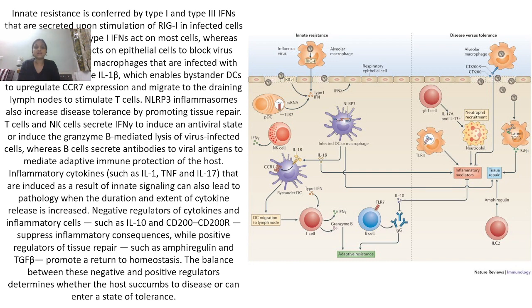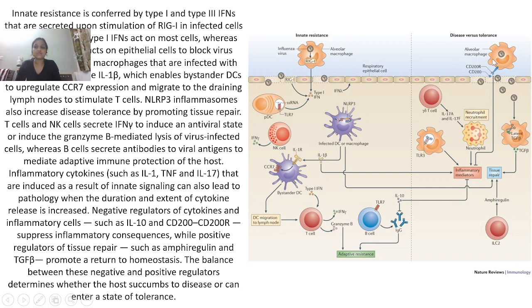And there are also inflammatory cytokines such as IL-1, TNF, and IL-17 that are induced as a result of innate signaling, which can also lead to pathology when the duration and extent of cytokine release is increased. And negative regulators of inflammatory cells such as IL-10 and CD200 and CD200 receptor are also expressed to decrease the inflammatory consequences, while positive regulators of tissue repair such as amphiregulin and TGF beta are also secreted to create the homeostasis state. So there are positive regulators, there are negative regulators which are secreted.